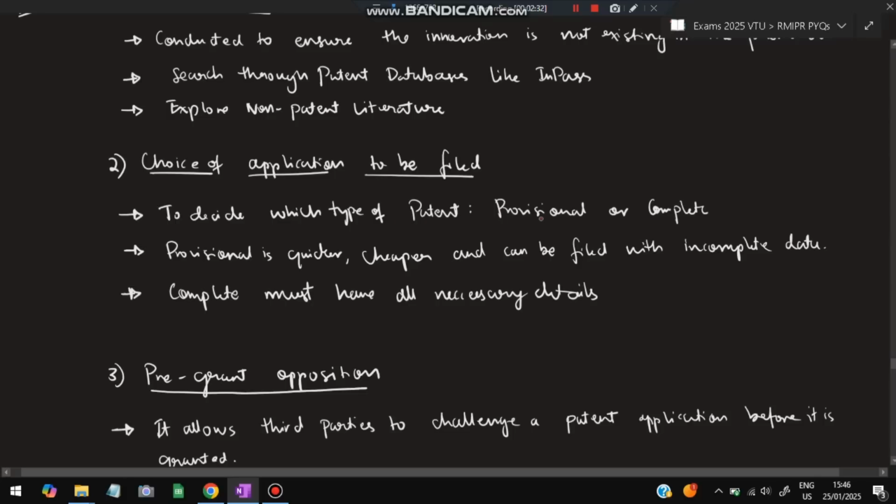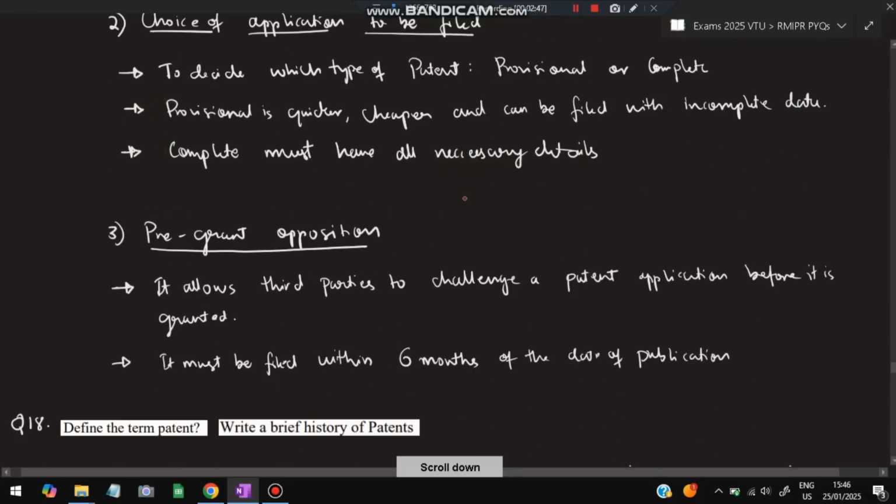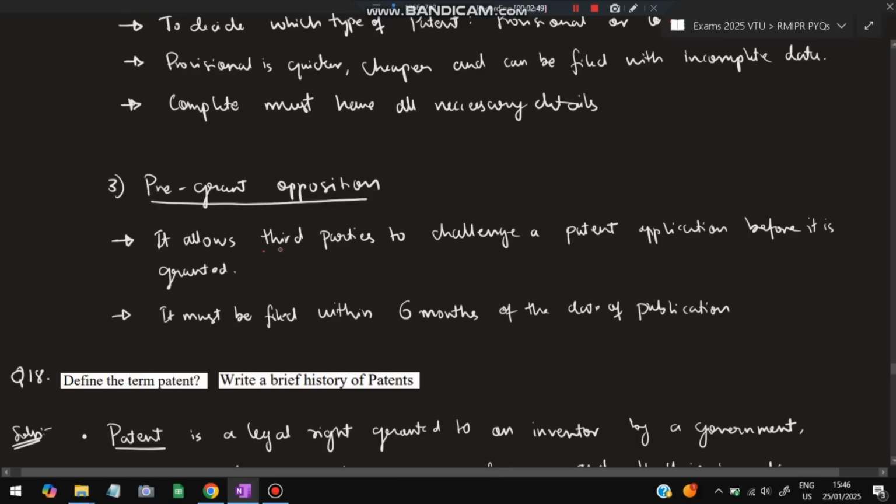So two types of patent are there: provisional and complete. Provisional is quicker and cheaper. Why is it quicker and cheaper? Because it can be filed with incomplete data, given that later on the data will be added to it. Okay, that is a provisional patent. And the complete patent has all the necessary details.